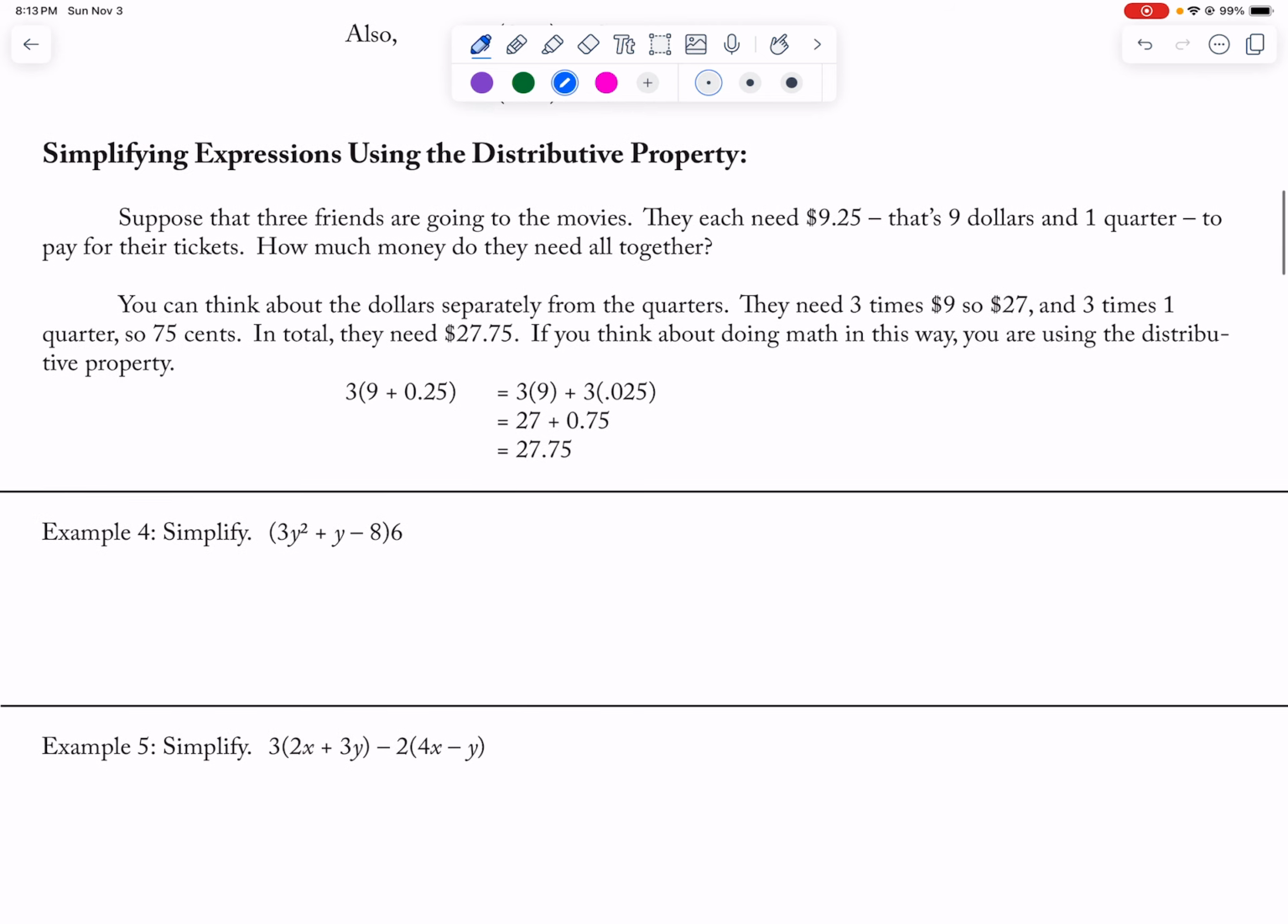And then I have my distributive property here. So I'm going to distribute, and then I don't have to really combine like terms in this. So I just have an 18y squared plus 6y minus 48.